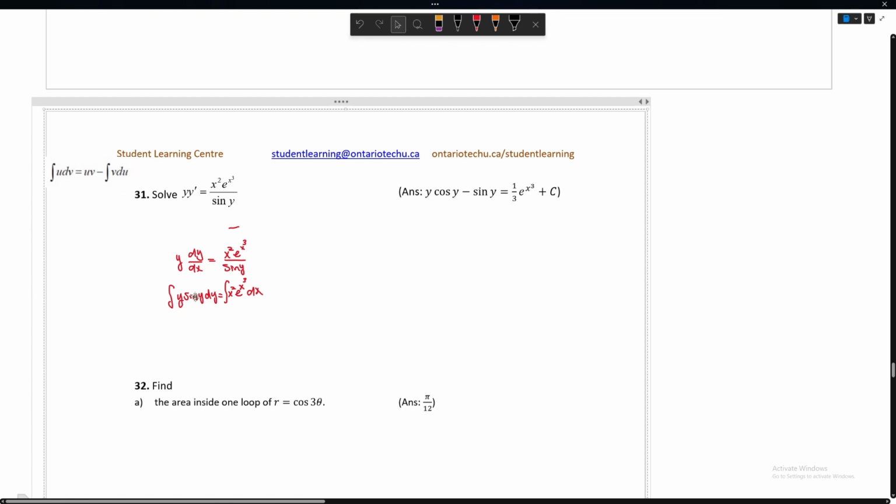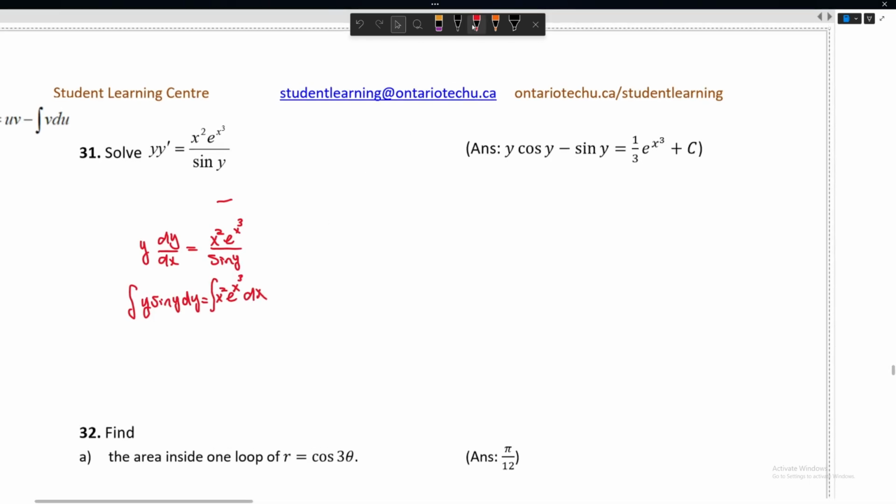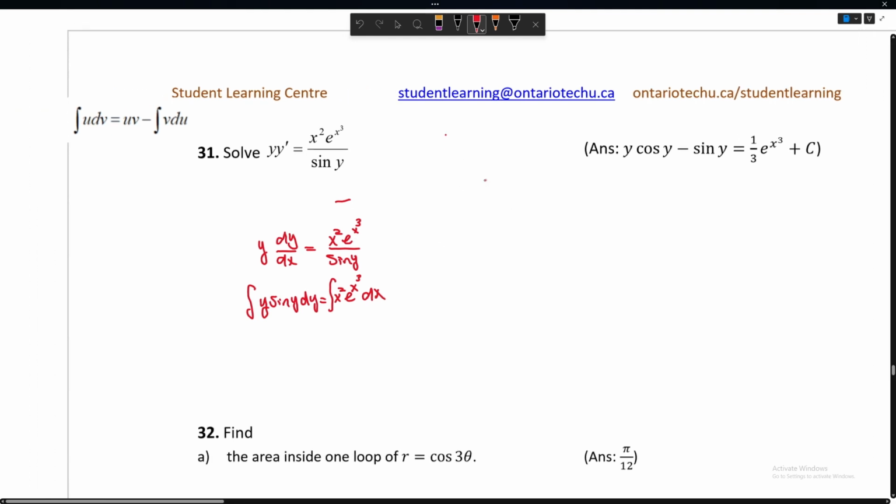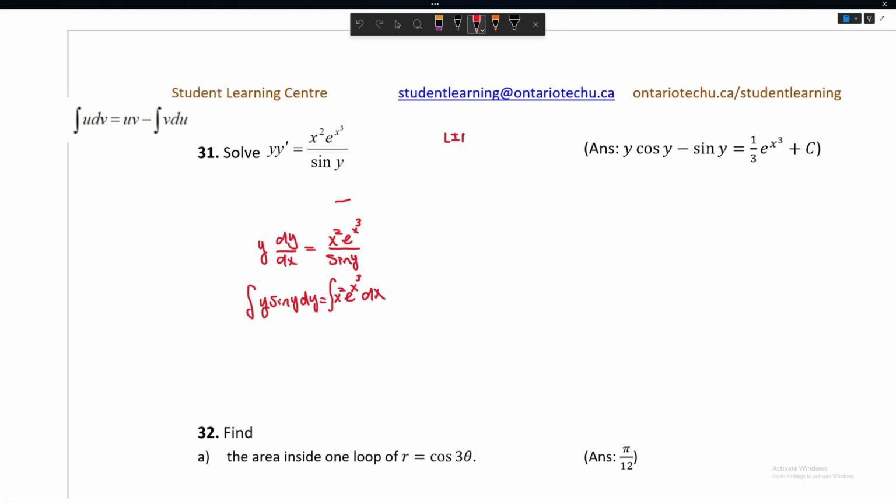Okay, and so now trying to solve for this, what I have is u and v, and if you guys remember, you have your LIATE. And so here, this is algebraic, which is your A. This is trig, which is your T. And since A comes before T, that means your y gets your u. So your u becomes your y, and my du is just dy, and then my dv takes the rest, which is sine y dy.